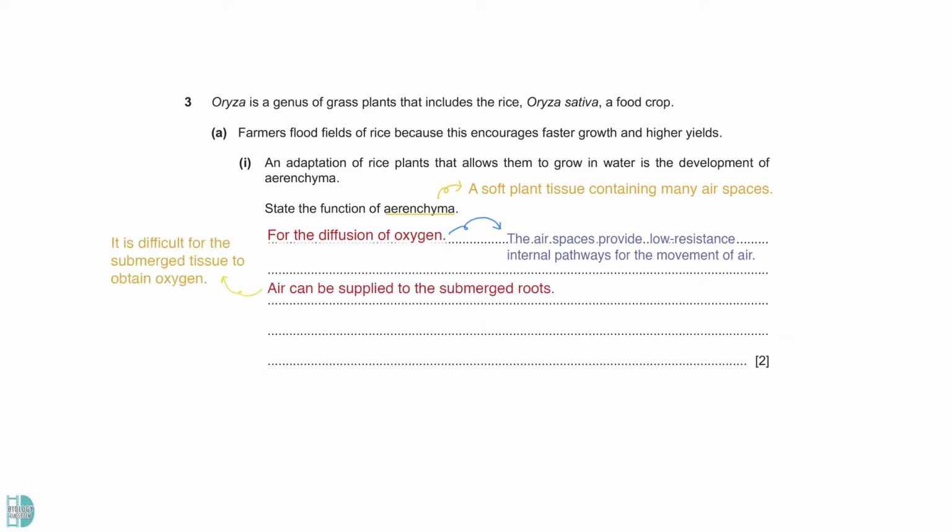It is important for them as the root part of a rice plant is submerged in the water. It is difficult for the cells to get enough oxygen. Parenchyma enables air to be supplied to the submerged root cells. With sufficient oxygen, the cells can carry out aerobic respiration, which produces more ATP compared to anaerobic respiration.